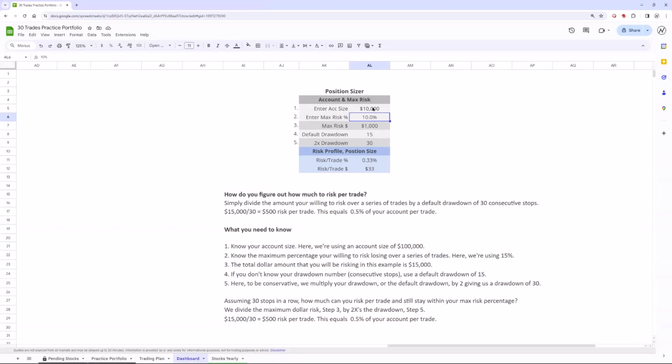So imagine I can go over 30 trades, trade for however long, and only lose this much of my account. That gives me plenty of money to keep going and learning. And so my default drawdown is going to be 15 consecutive losses in a row. And then I'm just going to double it to 30. So that's going to tell me I need to risk $33 per trade, which happens to be 0.33% of my account. Now, you might not think you can make a lot at 0.33.